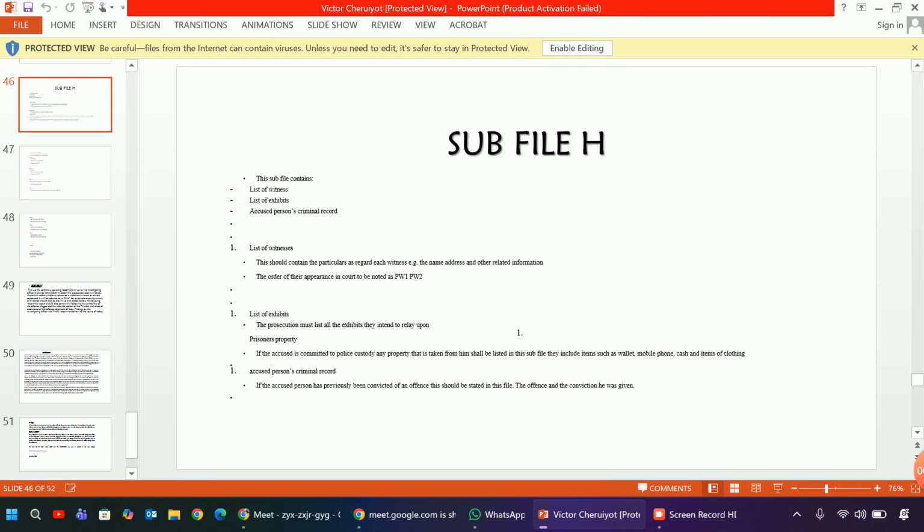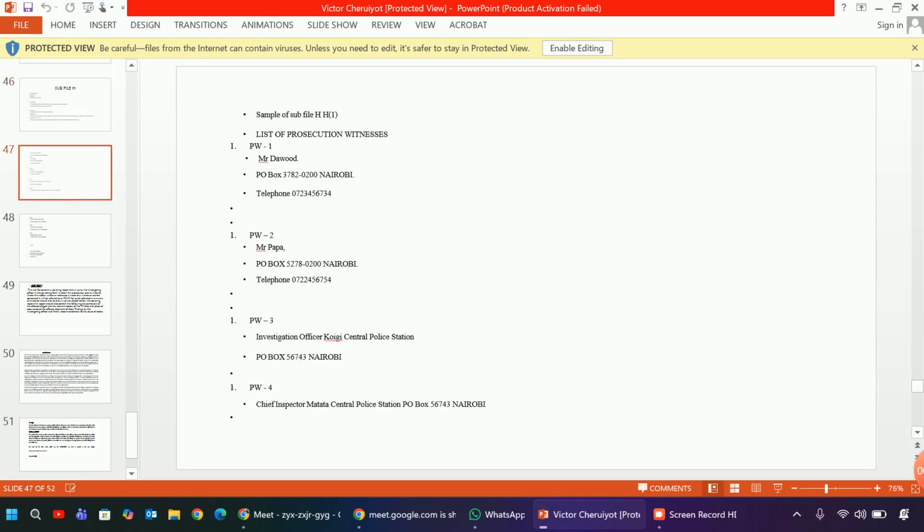Next. The sub-file H. Anything to do with the list is placed in sub-file H. The list of witnesses, the list of exhibits, the list of the accused's property, the list of criminal records, fingerprints, you place them in sub-file H. Then you move to sub-file I.